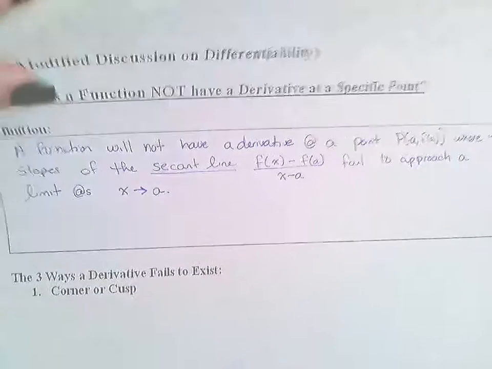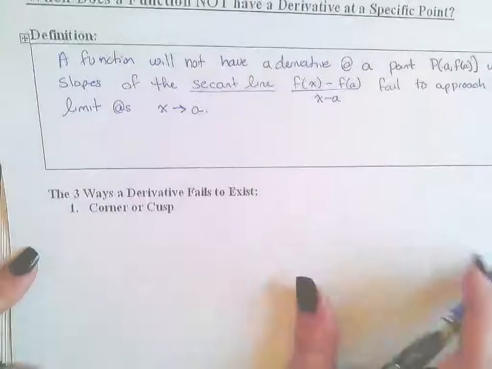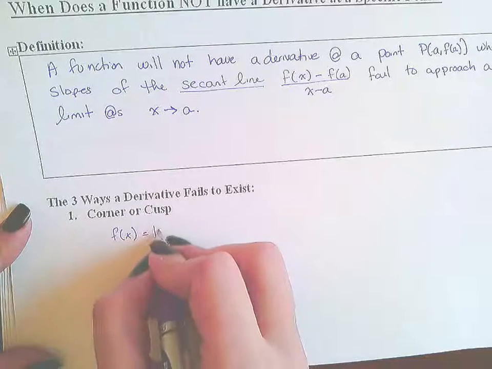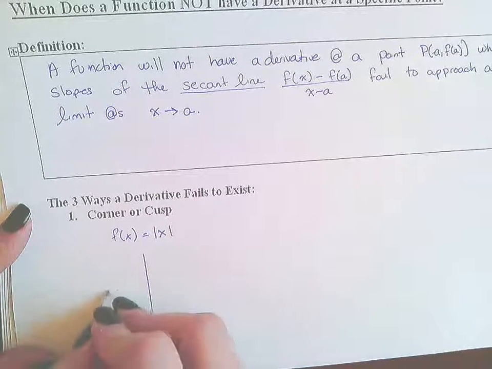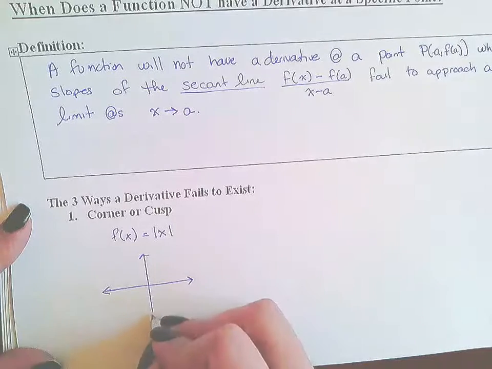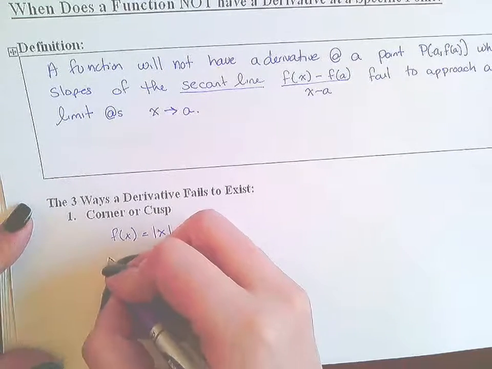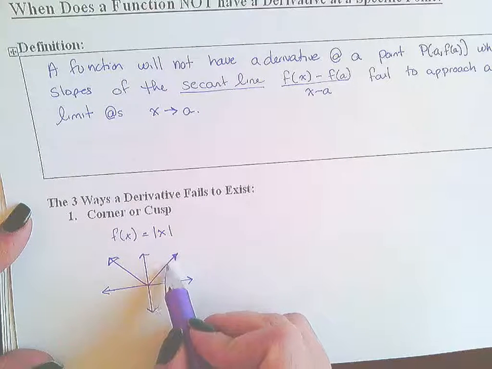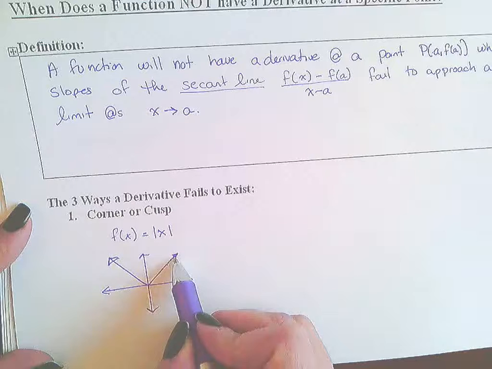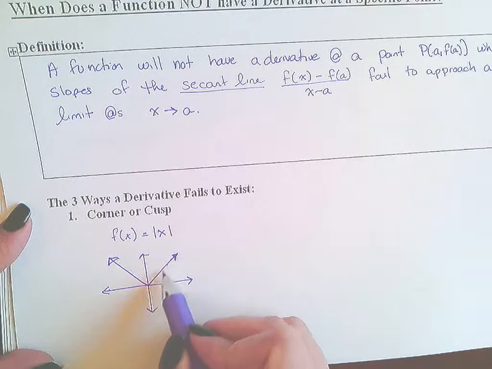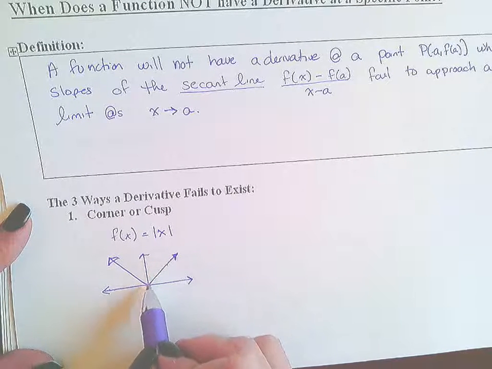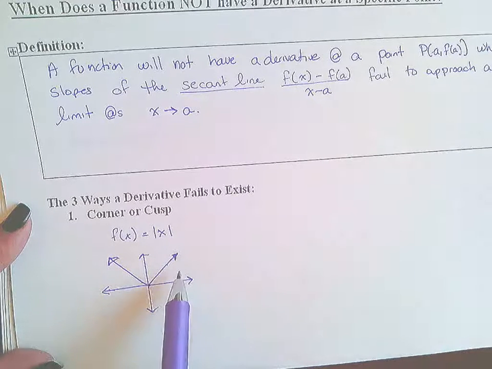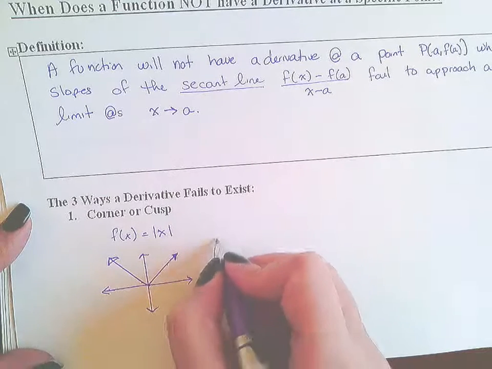So, three ways that a derivative fails. You either have a corner or a cusp. An example of a corner is an absolute value function, because you have a very sharp corner. And remember, what does derivative mean? Derivative means the slopes at every single point. And what happens here is that the slopes here are positive, and then all of a sudden it jumps and it becomes negative. So the derivative of this function looks like a discontinuity.